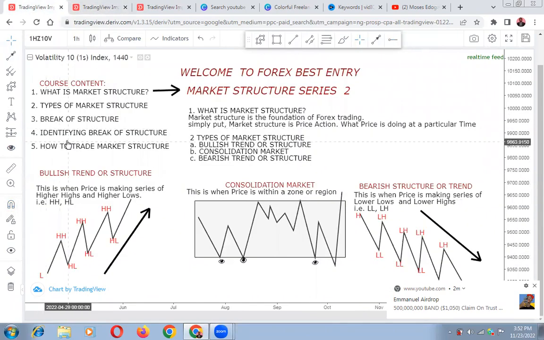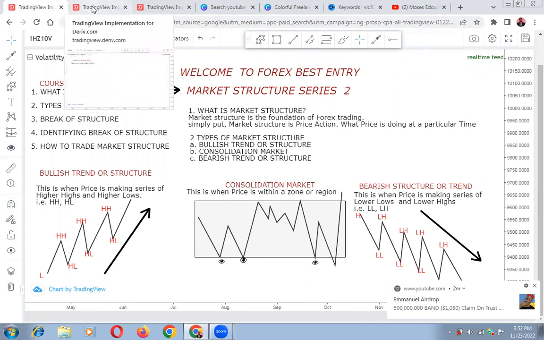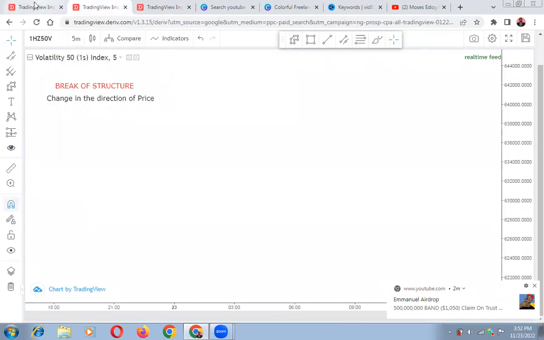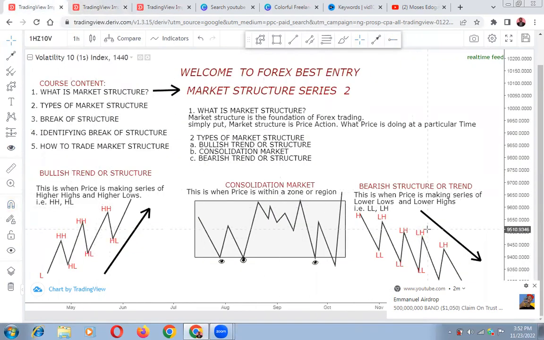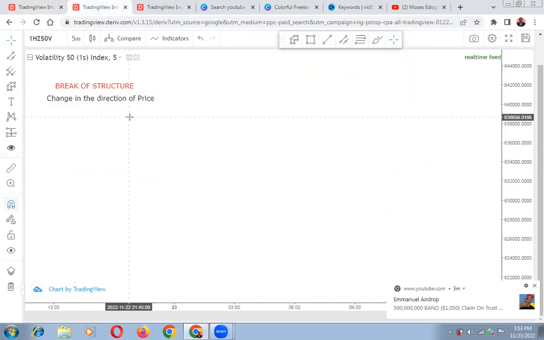So let's go to item number 4 on our course content, identifying a break of structure. How do you identify a break of structure? Price is moving from a bullish trend now to a bearish trend. Formerly, it was forming a series of higher highs and higher lows. All of a sudden, market changed course, and now we're having a series of lower highs and lower lows. That is a shift in price or a change of structure. It is simply telling you that the previous trend is coming to an end. There's a shift in price action.